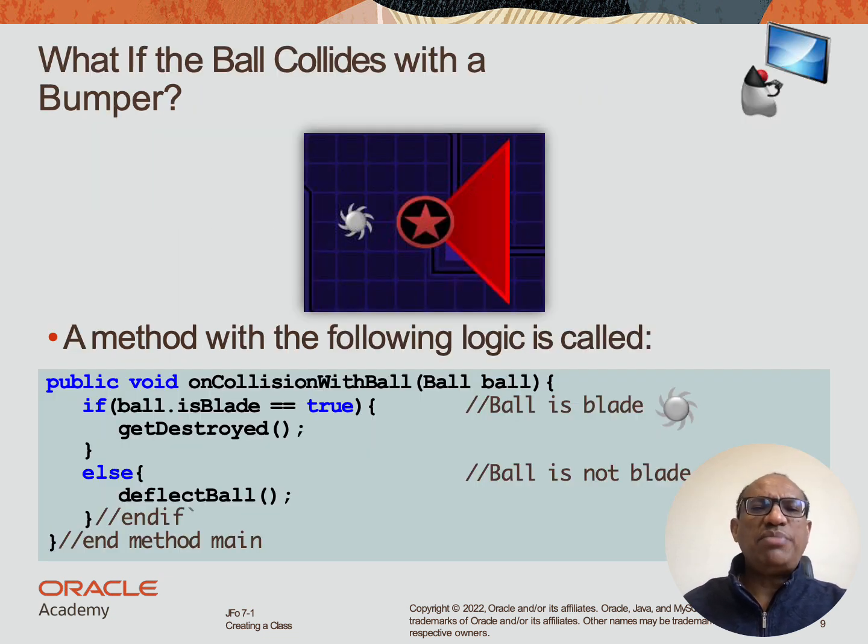Say a ball collides with a bumper. If it's a blade, the bumper should be destroyed. Otherwise, the ball gets deflected. That logic lives in a method like onCollisionWithBall.